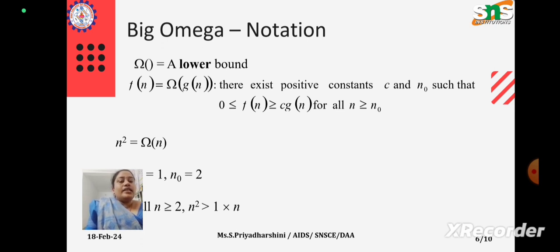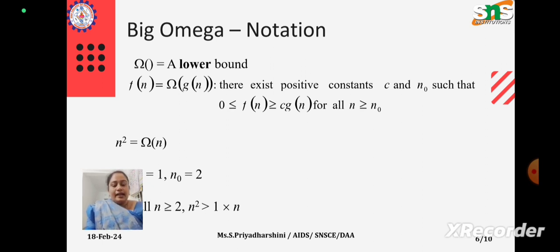Let's consider an example: f of n is equal to 3n plus 2. If n is 1, then 3 into 1 is 3, 3 plus 2 is 5, which holds true. If n is equal to 2, it is 8, which also holds true, and if n is equal to 3, it will be 11. So for all values of n greater than 1, this condition holds true.